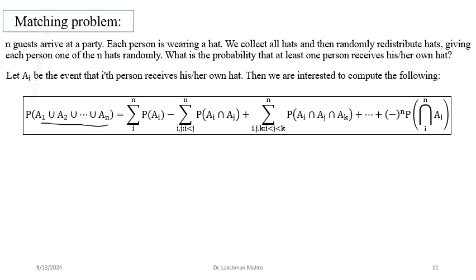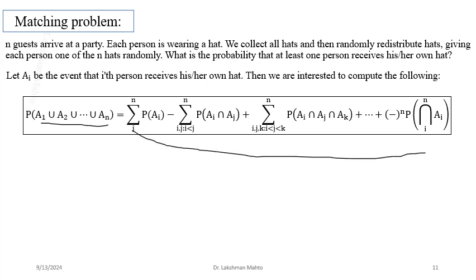So if there are only two people, then it would be the probability of A1 union A2. Through the inclusion-exclusion principle, easily you can write probability of A1 plus probability of A2 minus probability of A1 intersection A2. If three people are there, then an additional term will come. If four people are there, one more additional term, and so on. So these are the generalization of the inclusion-exclusion principle.